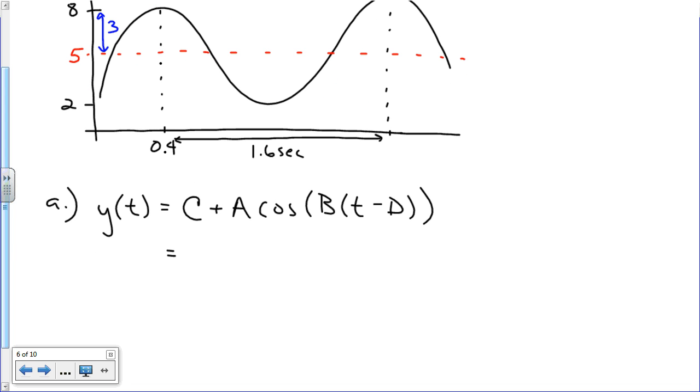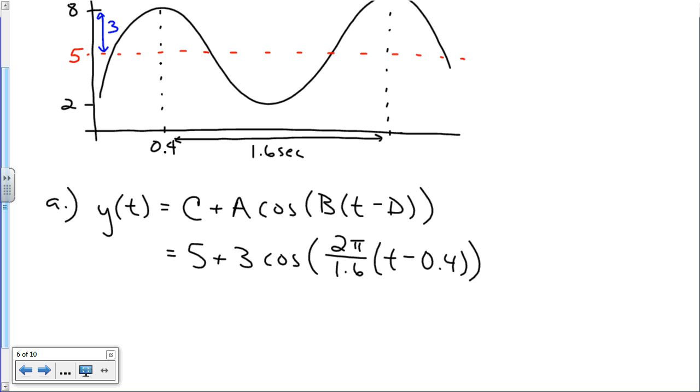So let's write our equation then. C, the sinusoidal axis we said was 5, plus a, the amplitude is 3, times the cosine of b. Remember, the absolute value of b is equal to 2 pi divided by my period. So it's 2 pi divided by 1.6, the period that we have from up above. And that's times t minus the value of d, which is your phase displacement, where that maximum occurs, at 0.4.